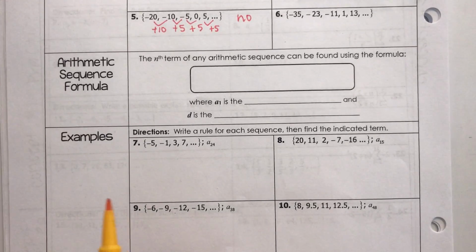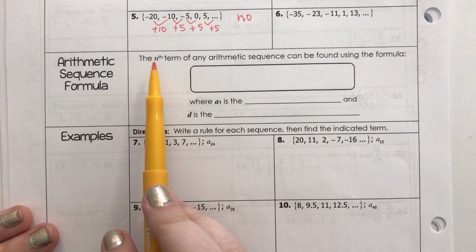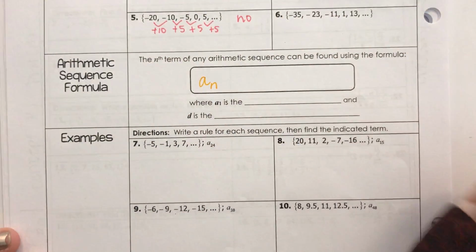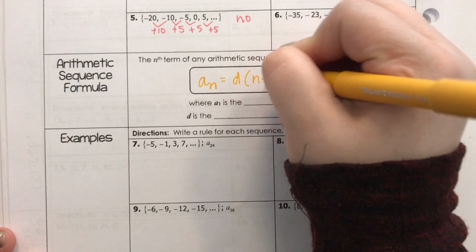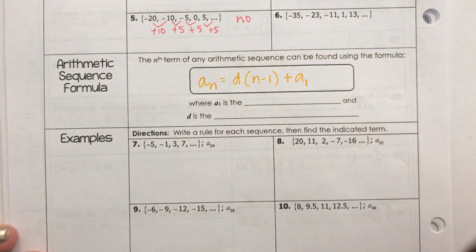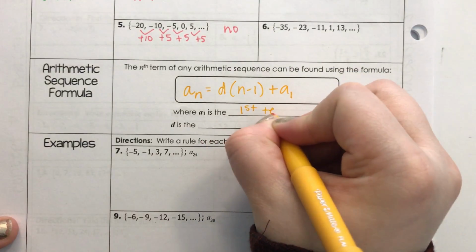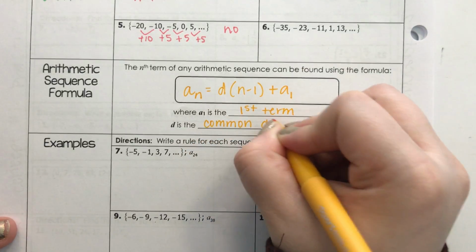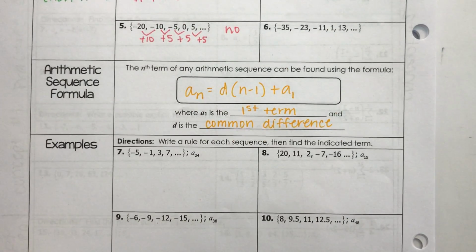Okay, so the arithmetic sequence formula to generate an arithmetic sequence or find the nth term is this. The nth term of any arithmetic sequence can be found using the formula a sub n equals d times (n minus 1) plus a sub 1, where a sub 1 is the first term and d is the common difference. So that's the formula we're going to use to generate an nth term.